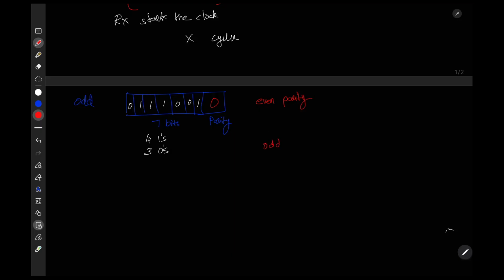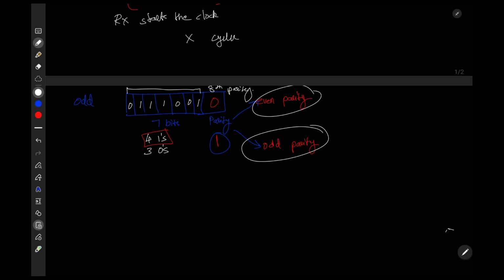And for odd parity, the parity bit will be such that the number of ones is kept odd. Now we have an even number of ones in the data, so to make it odd, the parity will be 1. So if it is an even parity, the parity will be 0 in this case, and if it is an odd parity, the parity will be 1. The parity is decided by the hardware in advance, and it will be sent along with the data. So suppose you're sending 7-bit data, the 8th bit will be the parity bit, and it will be set such that the parity condition is satisfied.